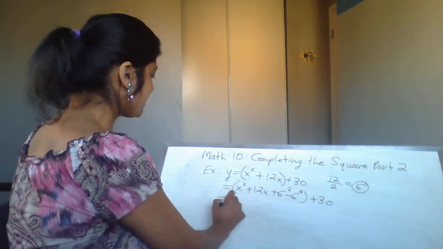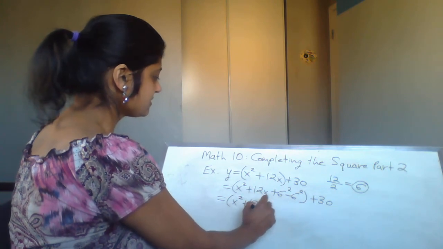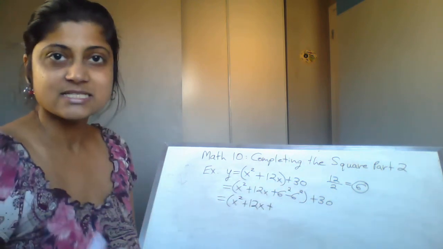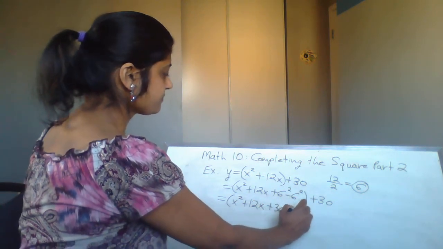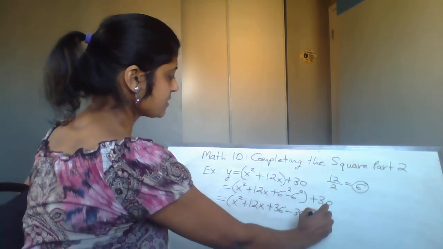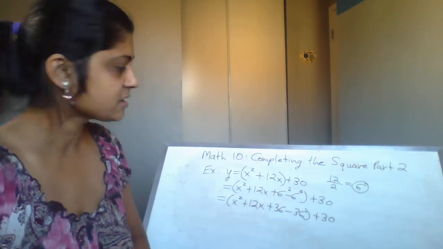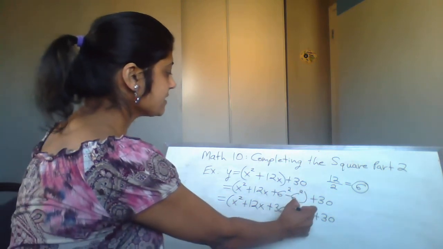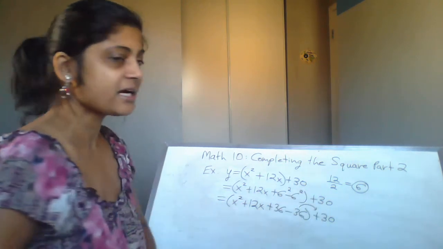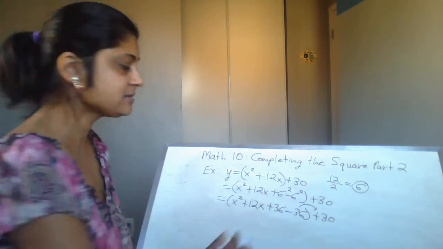So let's just simplify inside the bracket. So I have x squared plus 12x. So 6 squared is 6 times 6, so 36. So I'm going to do plus 36 minus 36 plus 30. Okay, so again, you just notice that I'm not actually changing the quadratic itself. In the next step, you're going to take out whatever that negative perfect square is. So in this case, it's negative 36.